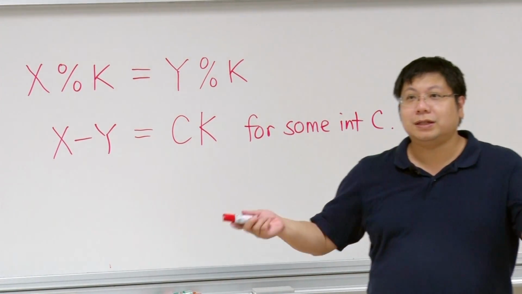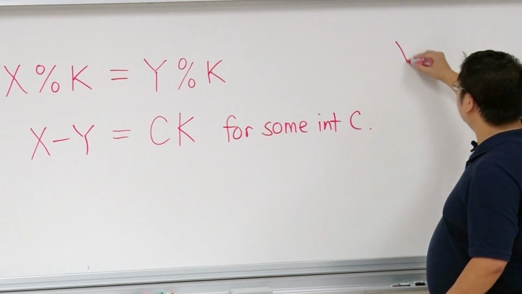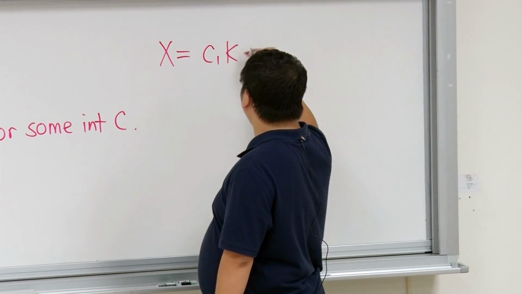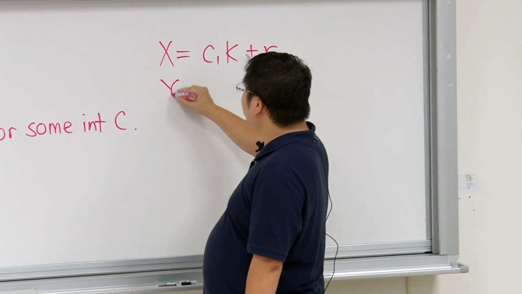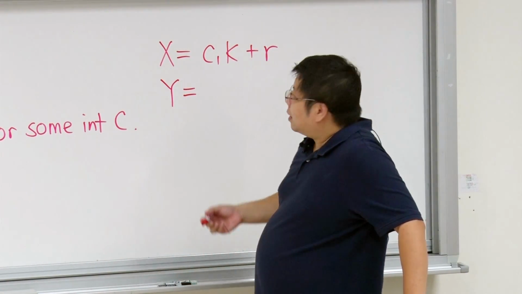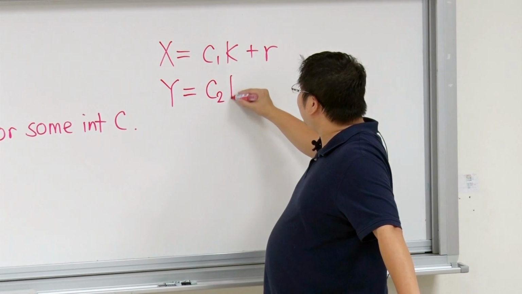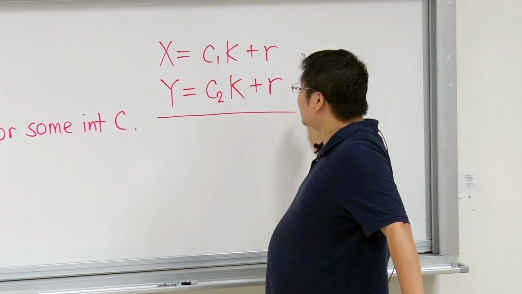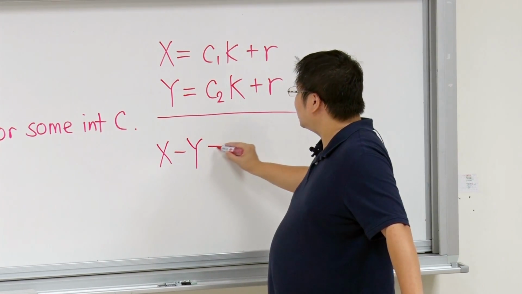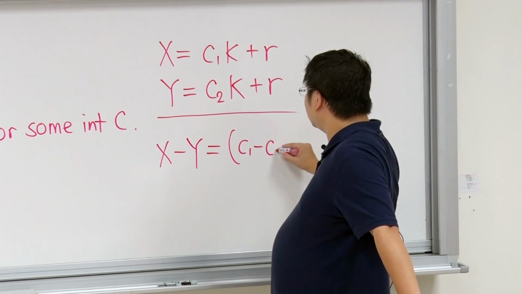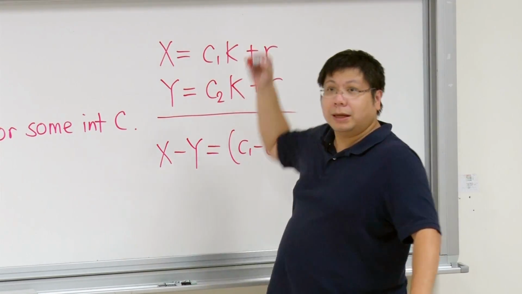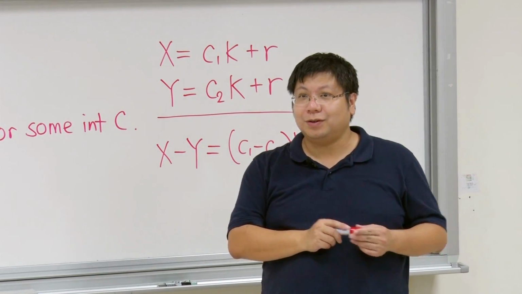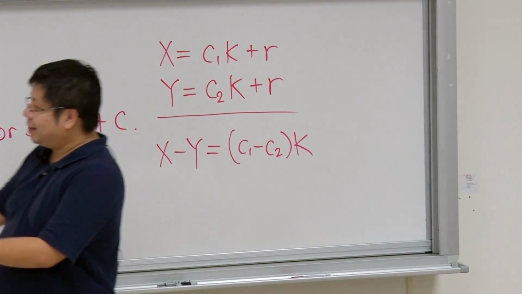The reason is simple, because x is equal to c1 times k plus some remainder r, and y has the same remainder, so it is equal to c2 times k plus the same remainder. Am I correct? So if you take the difference, x minus y, this will be equal to c1 minus c2 times k. The remainder is gone. That's why the difference is always a multiple of k. So this is the hint. So what shall we do?